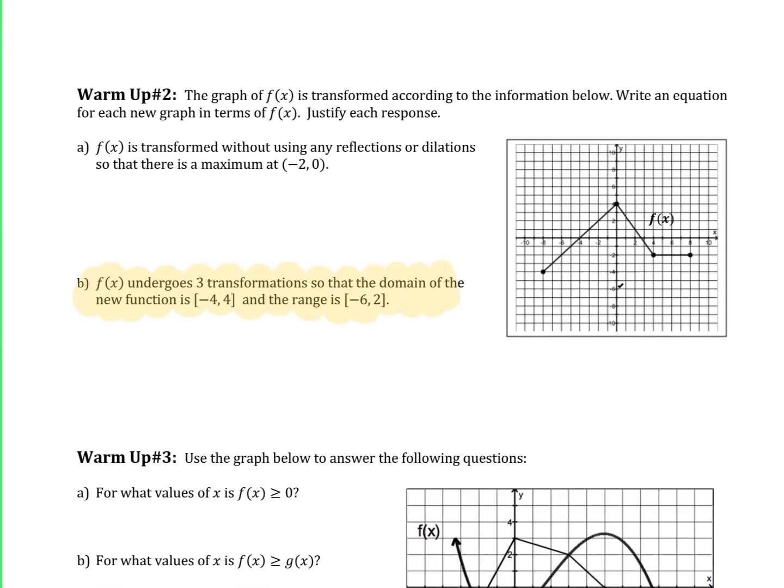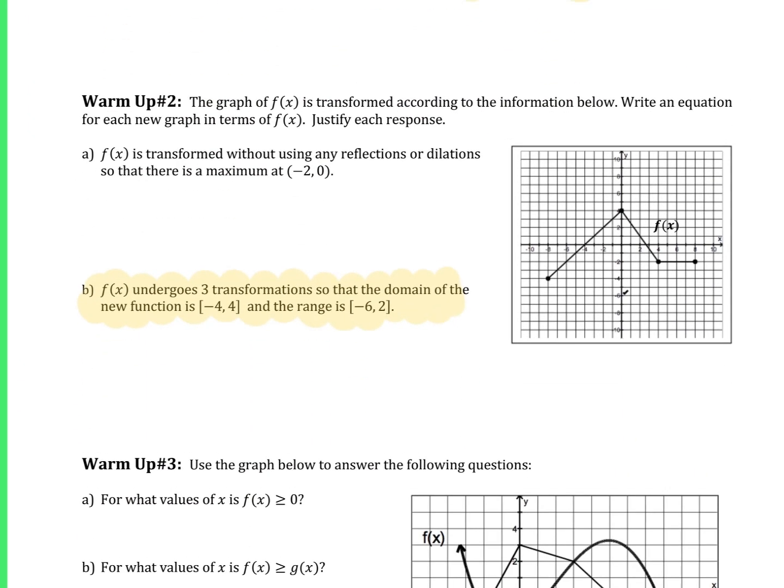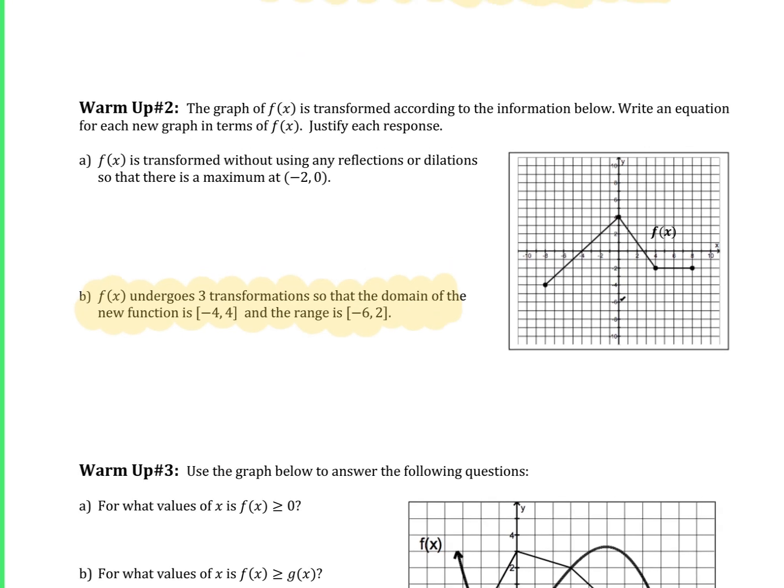But we can do part of warm-up 2, which is there's been some transformations that have happened, and write the new equation for this graph. f(x) is transformed without using any reflections or dilations. Dilations is what we would be doing in the 1.3 that we haven't done yet. But it's saying it's not using any dilation, so that's good.